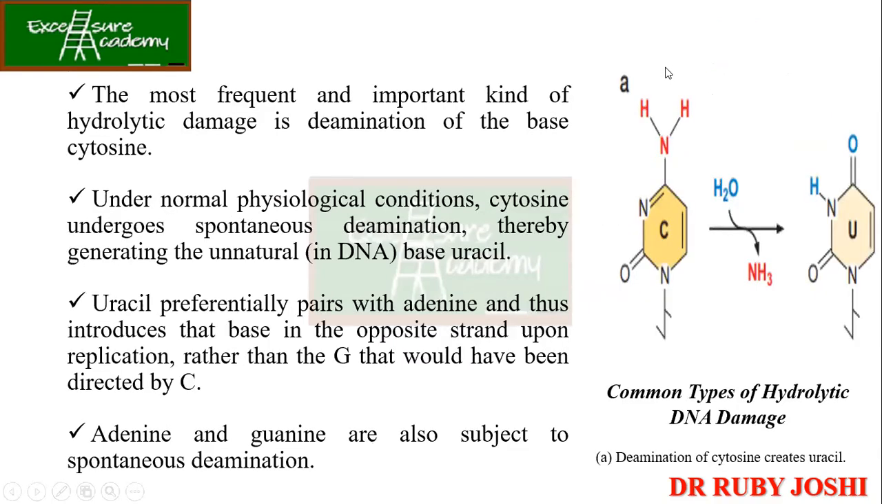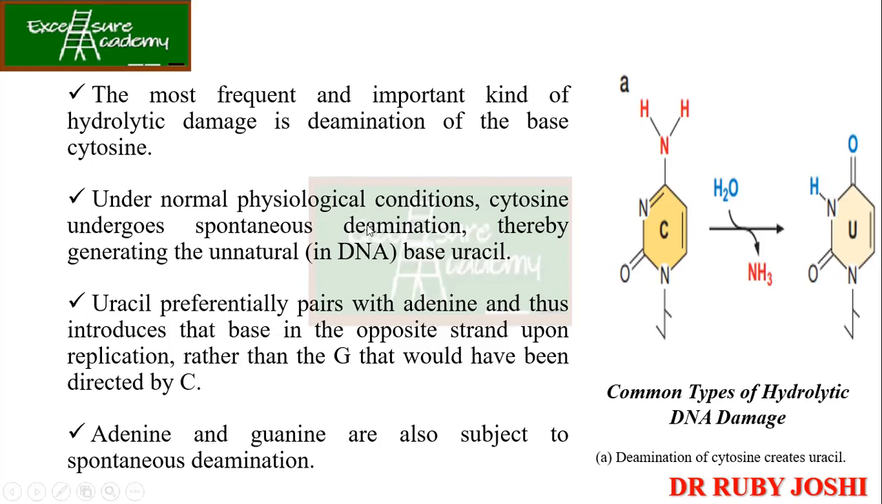Okay. So the most frequent and important kind of hydrolytic damage is the deamination of the base cytosine. One may wonder how water can cause DNA damage, because most of the time whenever we are working in the lab, we make sure that DNA is soluble in the aqueous solution. So just imagine, this water itself is causing the damage. How will we work further, right? So there are techniques by which these are actually prevented. Okay. So here we are going to discuss the hydrolytic damage of the DNA.